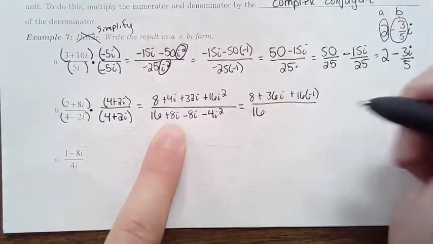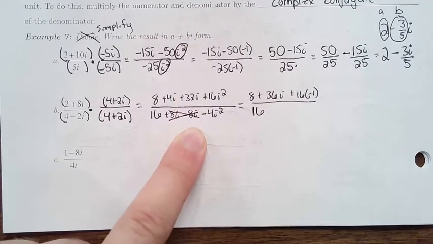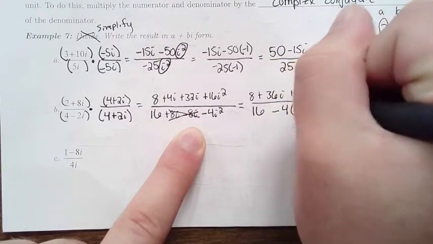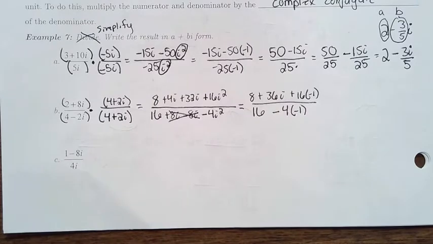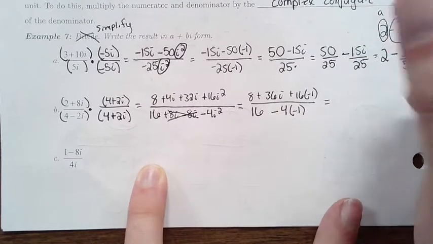I have 16. My positive 8i and my negative 8i cancel. Okay, and that always needs to happen. If those i's do not go away, you multiplied by the wrong thing. Then I'm going to have my minus 4 times the negative 1 from the i squared. Then I can go ahead and simplify these negative 1s that are here.